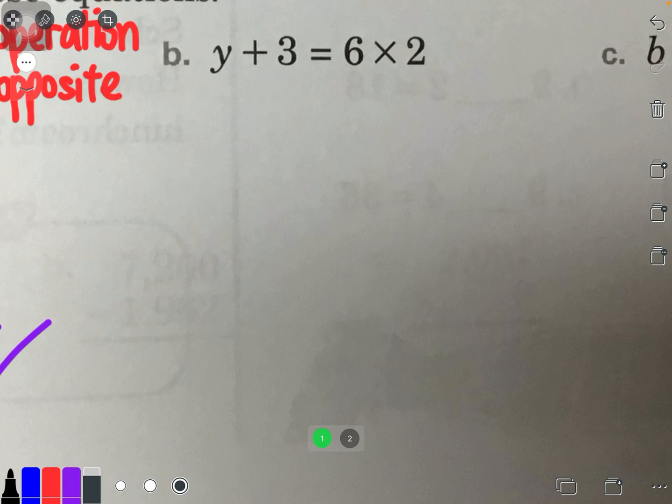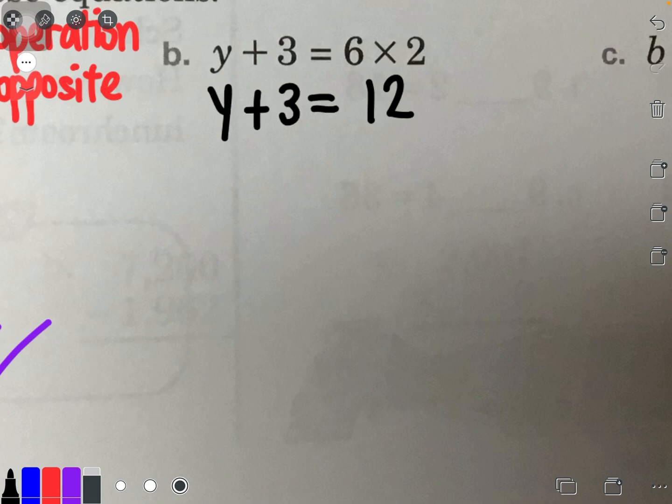I'll use black again. Y plus 3 equals 6 times 2. Okay, I don't know what y plus 3 is because I cannot really add numbers and letters. But I do know what 6 times 2 is. Remember this week I'm going to quiz you on your 6 times tables. 6 times 2 is 6, 12. It's 12. So I'm going to put a 12 down here. And I'm going to write everything else as it is.